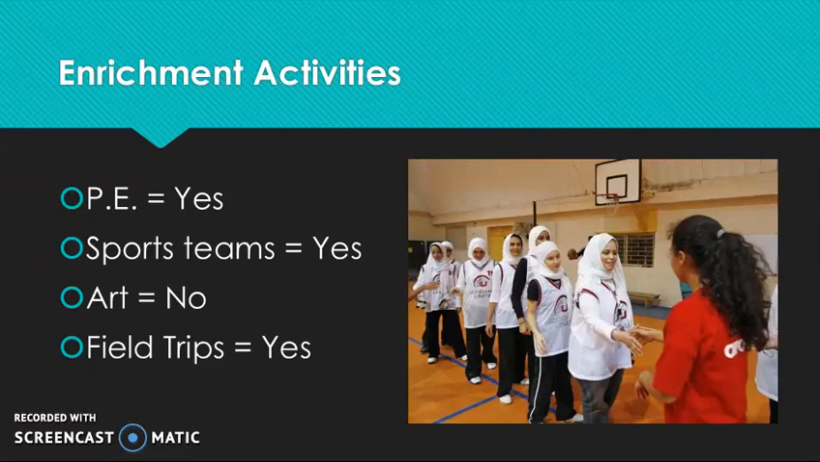Enrichment activities. They have just instituted physical education classes. They do have sports teams where they compete against other schools. That is mainly for guys. They do not, however, have any art classes, unlike the US, which has various art classes, pottery classes, music, depending on what school you go to. But there's always some form of art class. And they do also have field trips.